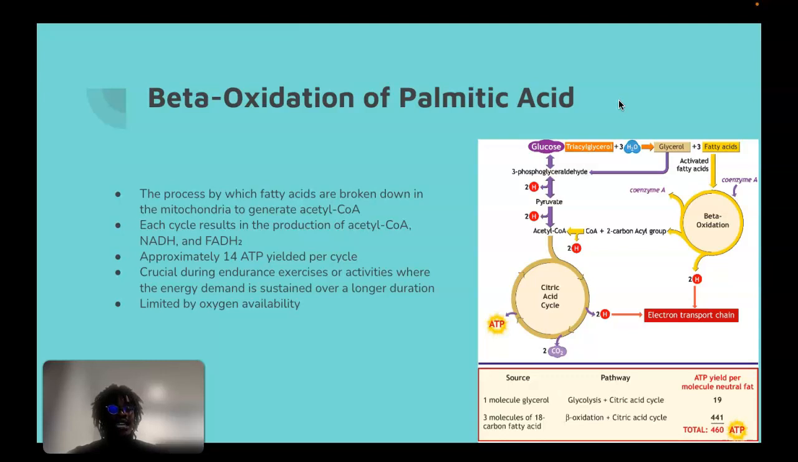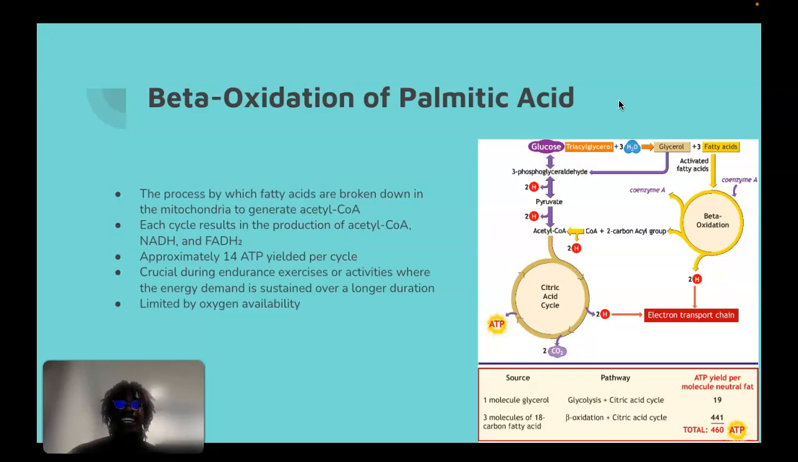While beta oxidation is efficient, it's not the go-to pathway for high-intensity, short-duration exercises. The breakdown of fatty acids requires more oxygen compared to glycolysis. In situations of limited oxygen availability, reliance on beta oxidation may be restricted, impacting the production of ATP.